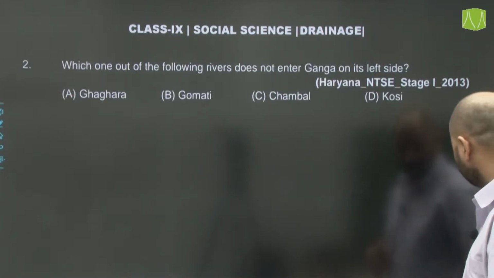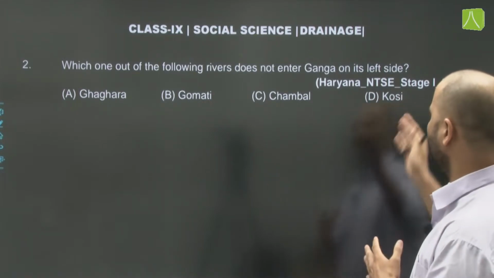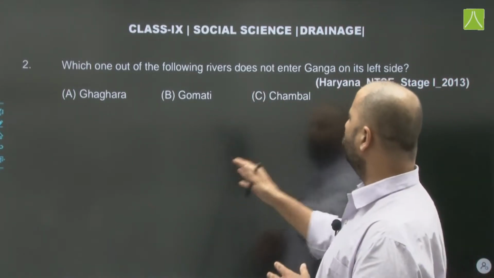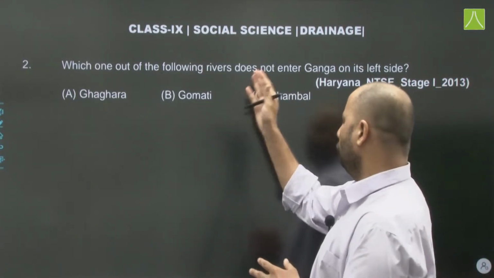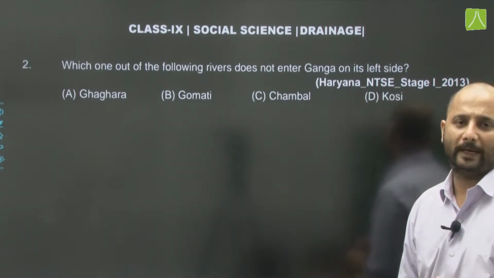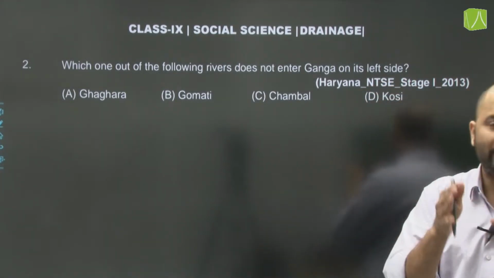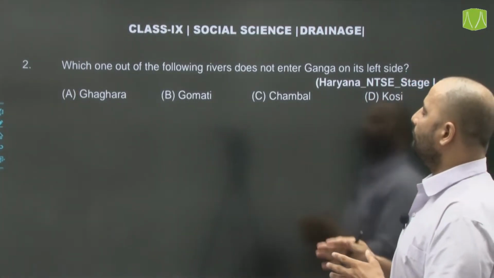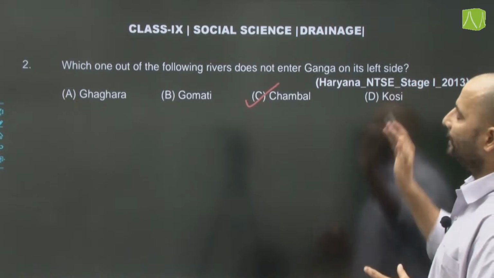Moving on to our next question. Which one out of the following rivers does not enter Ganga on its left side? This is from Haryana NTSE stage 1 2013. Options are Ghagra, Gomti, Chambal and Kosi. As we know, Ghagra, Gomti and Kosi enter Ganga from the left side, that is, they are the left bank tributaries of river Ganga, whereas Chambal joins river Yamuna in Uttar Pradesh and later Yamuna joins Ganga as a right bank tributary. So option C, Chambal, will be the correct answer. That is, it does not enter Ganga on its left side.